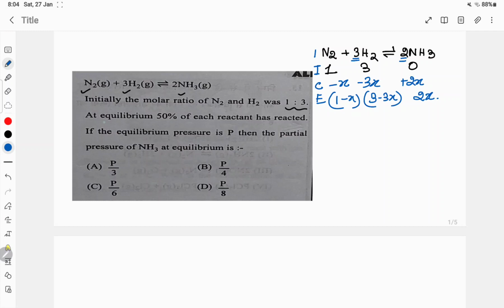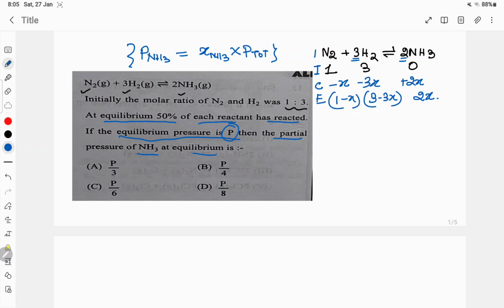Next, at equilibrium, 50% of each reactant has reacted. Okay. At equilibrium, 50% has already reacted to form products. If the equilibrium pressure is P, then find the partial pressure of ammonia at equilibrium. Okay, students, so here we have to find partial pressure. So I can write here partial pressure of ammonia is equal to mole fraction of ammonia into total pressure. Okay, this is how we find. So here the total pressure is given as P.